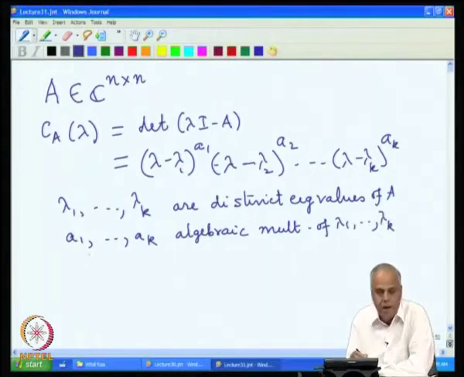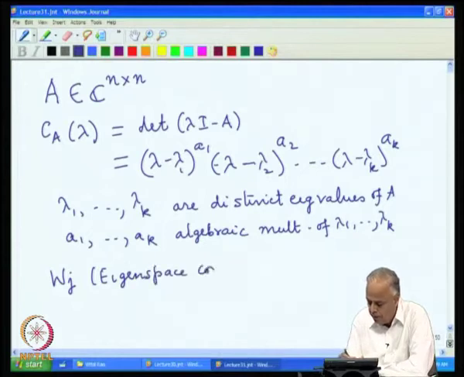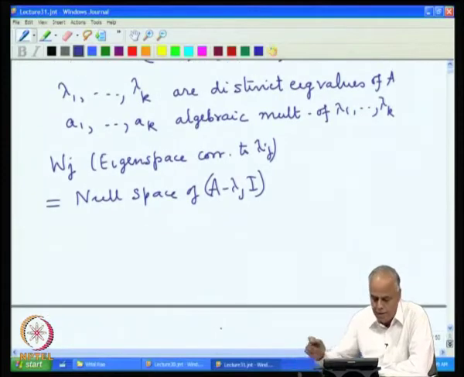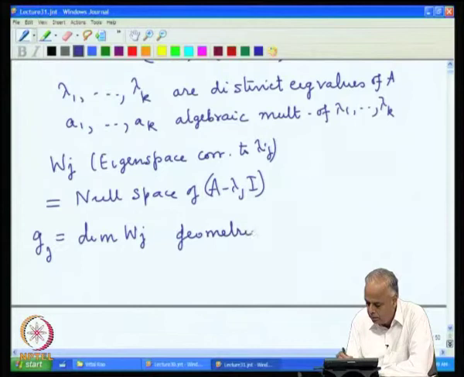Then corresponding to these eigenvalues, we define the eigenspace corresponding to lambda j as the null space of A minus lambda j I, and the dimension was found to be always greater than or equal to 1. This dimension of W j is what we denoted by G j, and this was called the geometric multiplicity of lambda j.